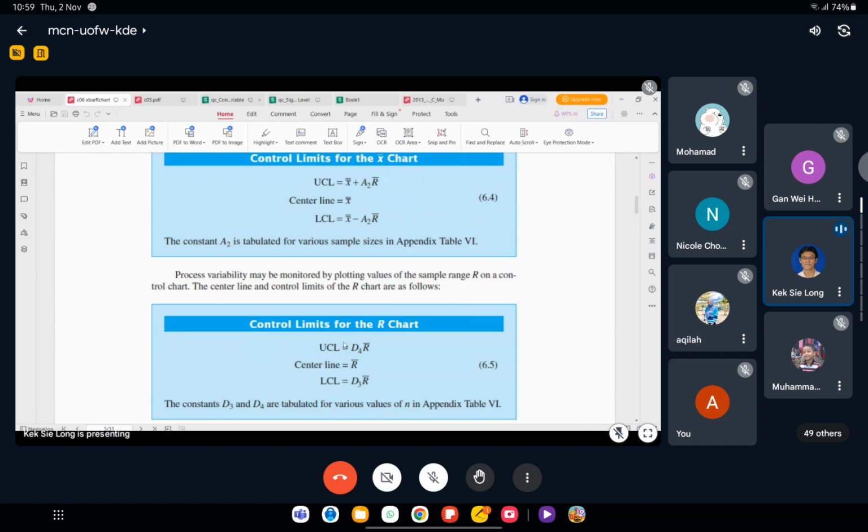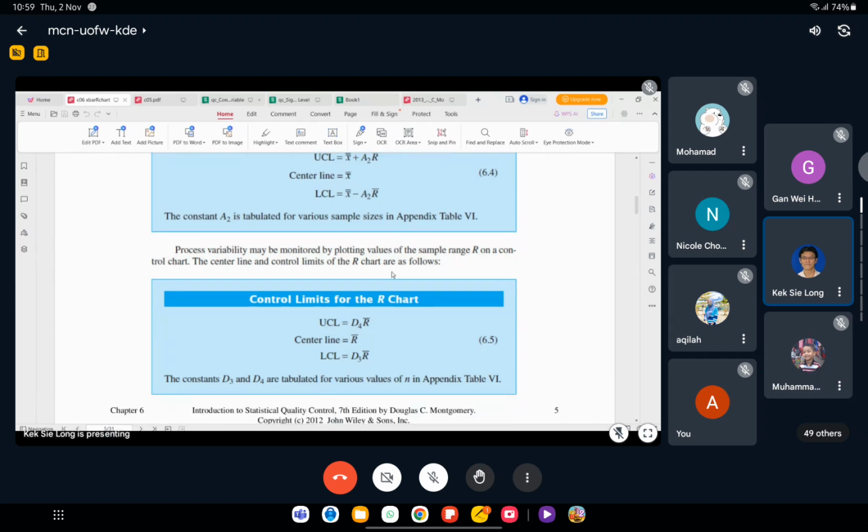Why do we not put R bar plus something? Why do we not have the same structure or same pattern compared to 6.4? Yeah, so we can answer this question in the following explanation.